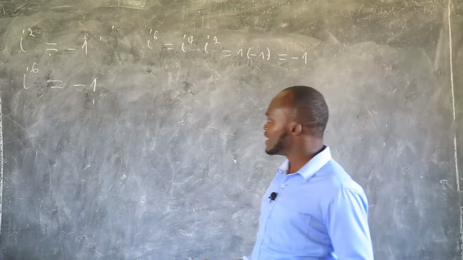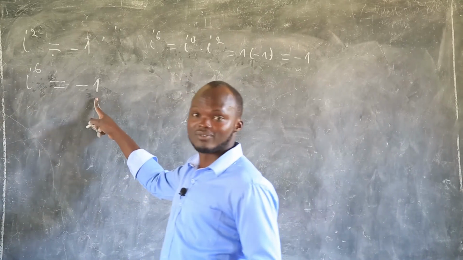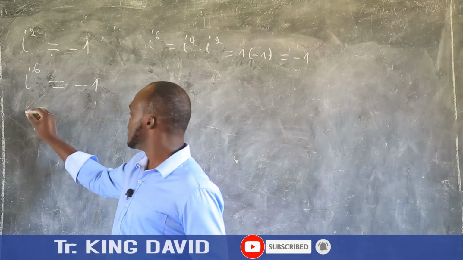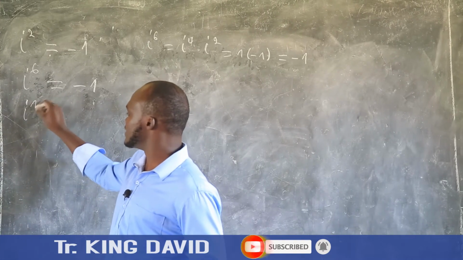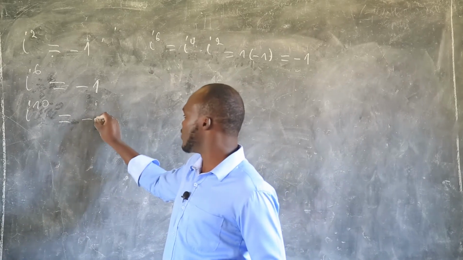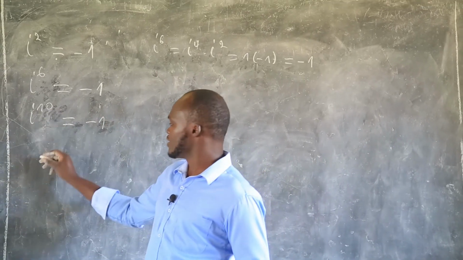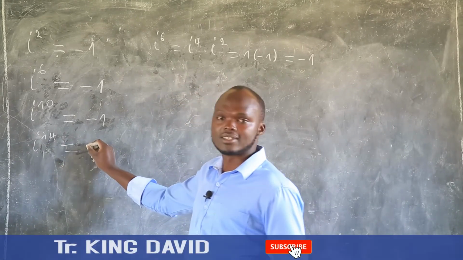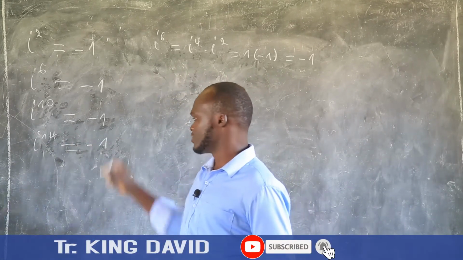So meaning that i power 6 is negative 1, which is true. Then we're going to add 4 here. That's i power 10. i power 10 is also negative 1. We add 4 here, i power 14. Also, the answer is negative 1.